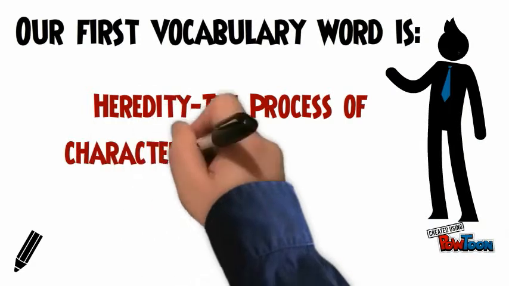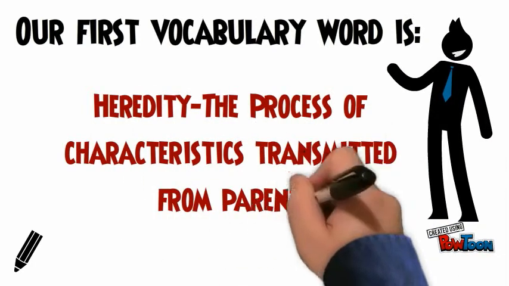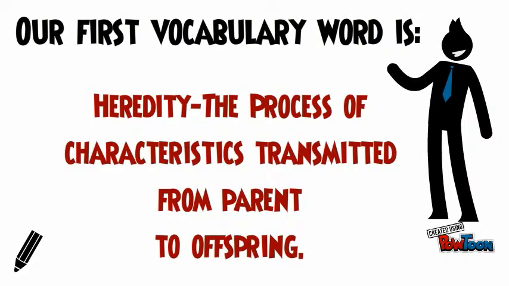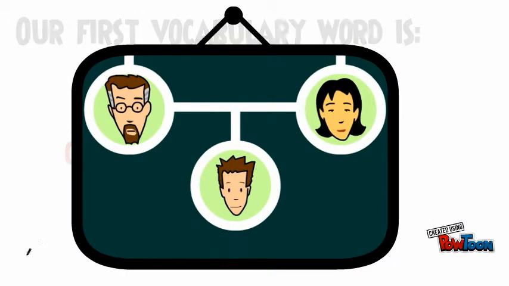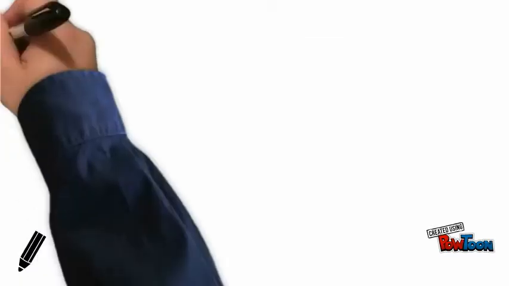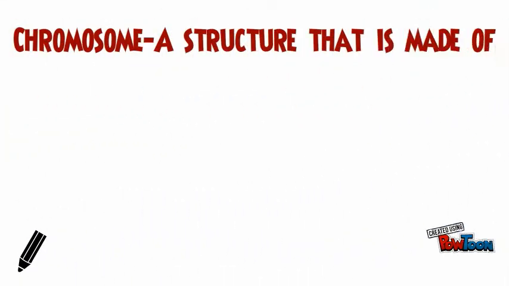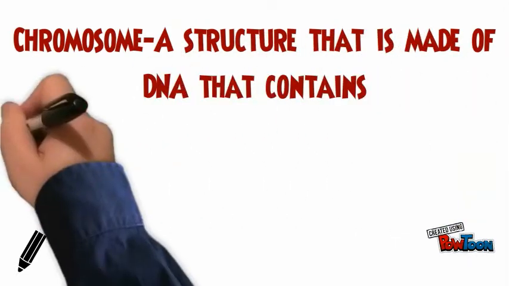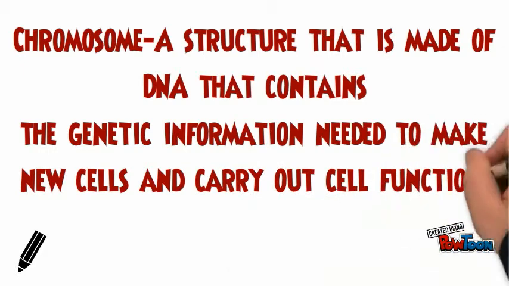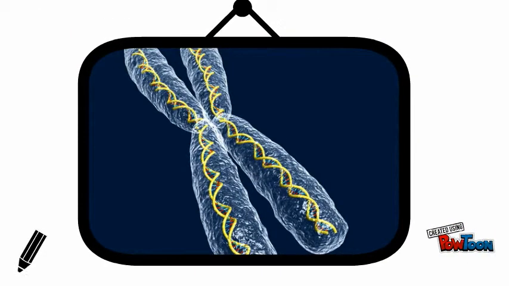Our first vocabulary word is heredity, the process of characteristics transmitted from parent to offspring. This picture shows mom, dad, and what the kid looks like. Chromosome, a structure that is made of DNA that contains the genetic information needed to make new cells and carry out cell functions. This is what a chromosome looks like. Notice the DNA inside.